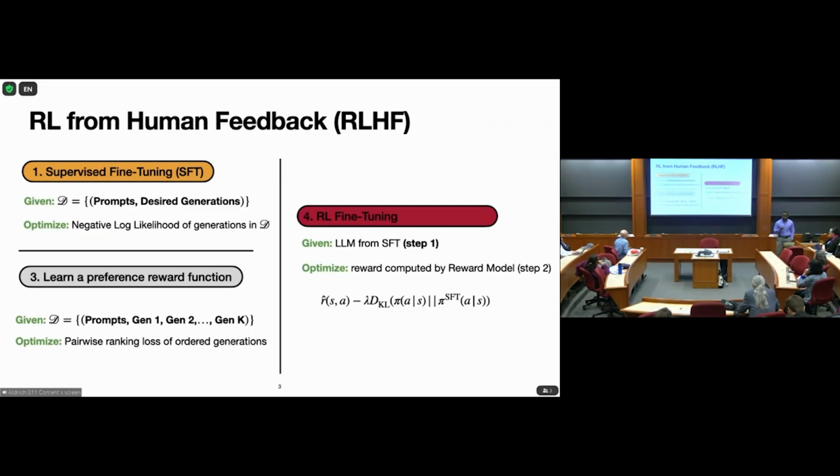Then we take that supervised fine-tuned model and the preference reward model that we learned, and we optimize with the objective function that I'm showing here. There's a reward function that we got from step 2, my numbering is a little off, minus a KL constraint, where we don't want to deviate too far from the supervised fine-tuned model that we trained.